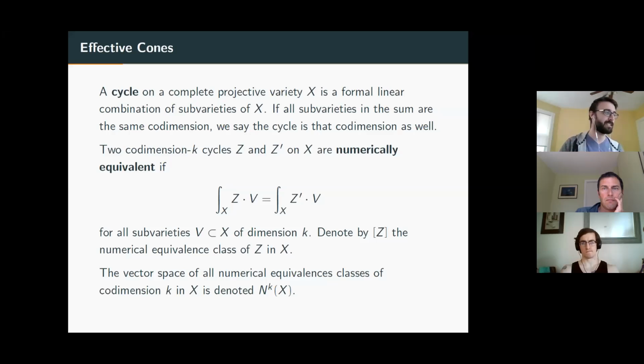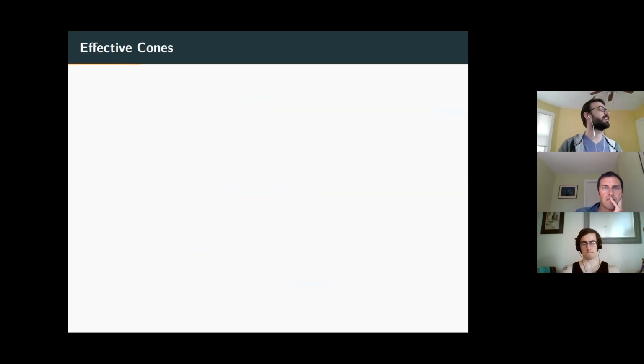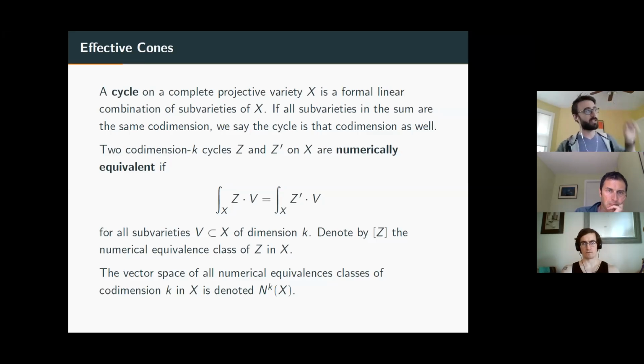And or exercise, this is a finite dimensional vector space for the varieties that we are going to care about, moduli space of curves. Okay, great. So those are cycles and numerical equivalence.